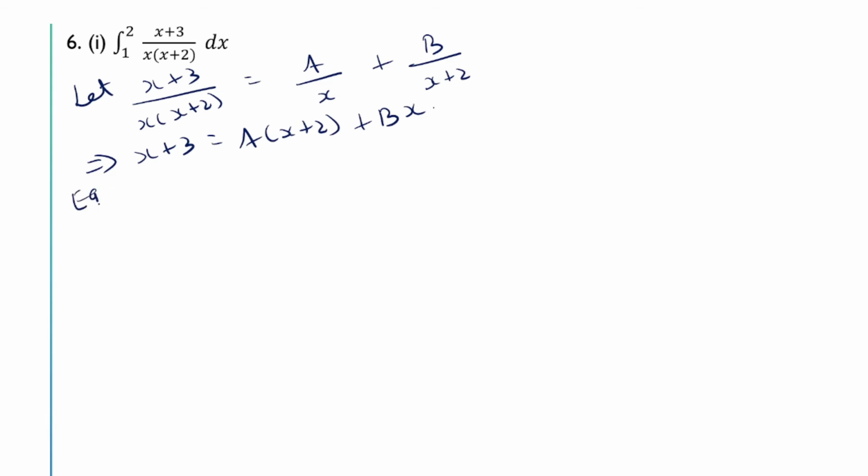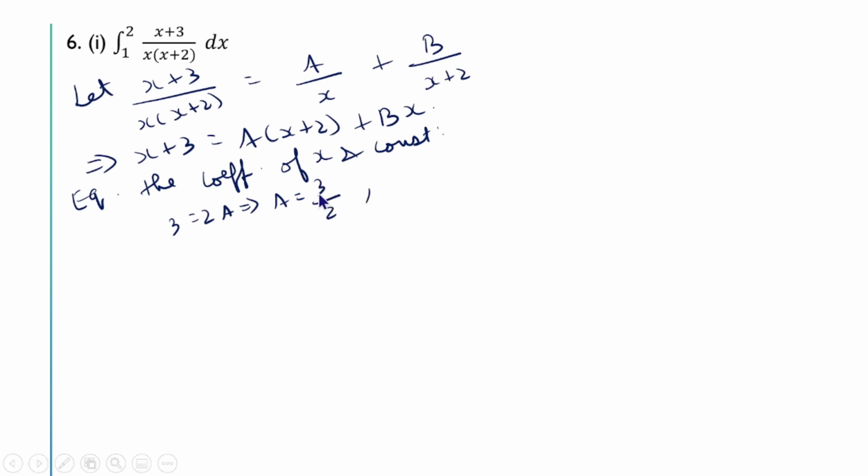So equating the coefficient of x and constant terms. After writing this step, when we substitute x as 0 in this equation, we will be able to find a. The term with b will become 0. So when we substitute x as 0, we get 3 is equal to 2a, or a is equal to 3 by 2.